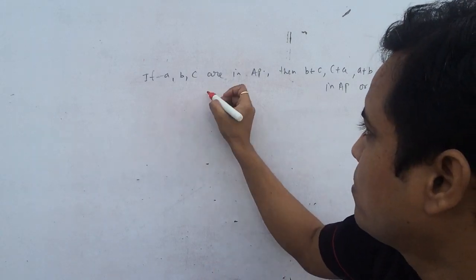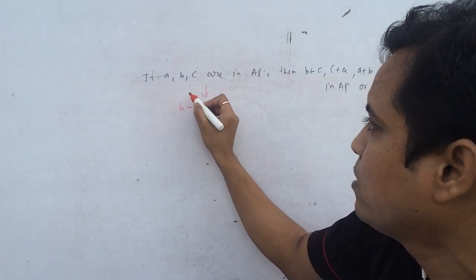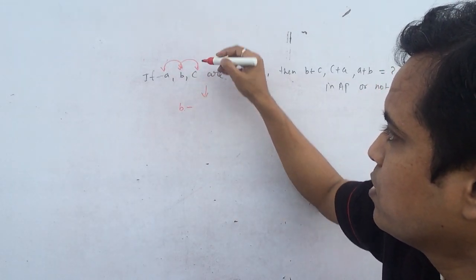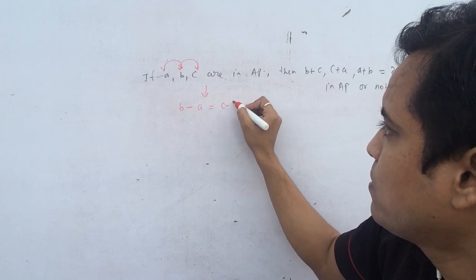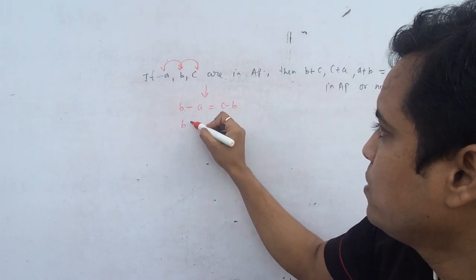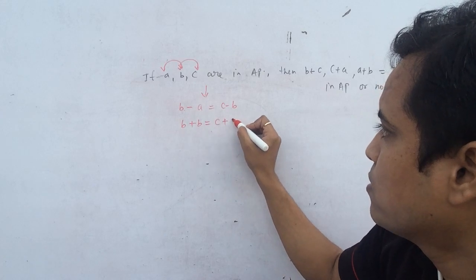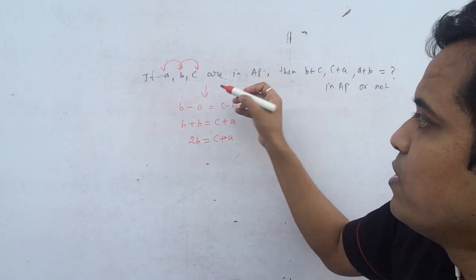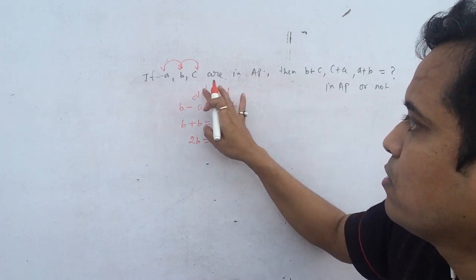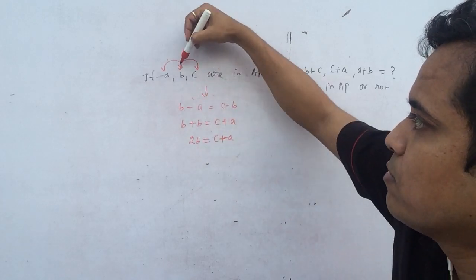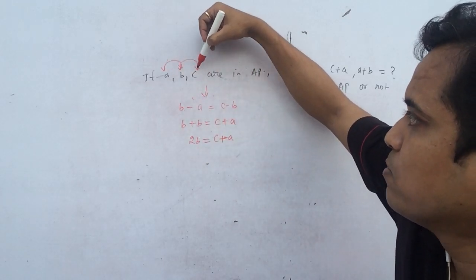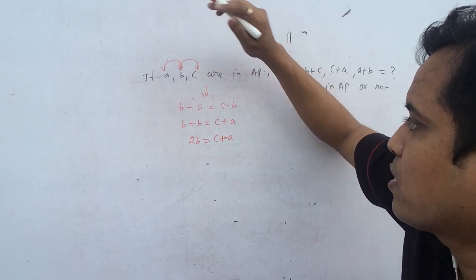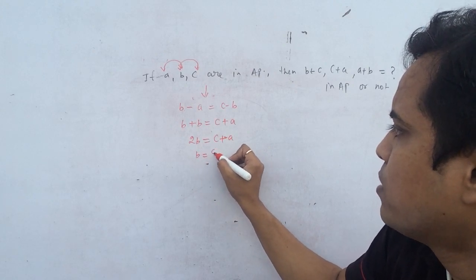We are sure about this, A, B, C in AP. So the common difference would be the same here: B minus A would be equal to C minus B. So 2B equals C plus A. The common difference you got from subtracting B and A is equal to the common difference you formed by subtracting C and B. So in this case B equals (C plus A) by 2.